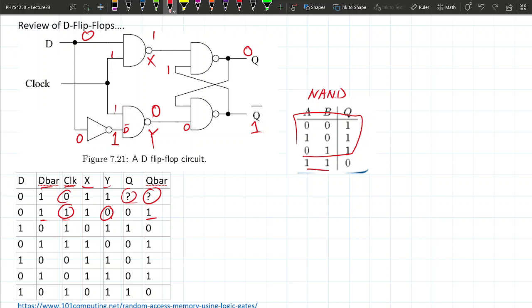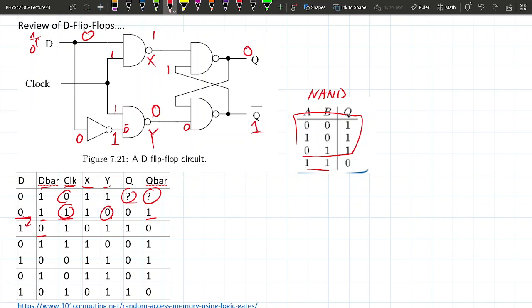You can go through, it'll work either way, okay? So let's see what happens when I flip. This was the clock being high, right? And then while D is being low, let's see what happens when I flip D from 0 to 1. Let's say I switch the input in here from 0 over to 1, okay?